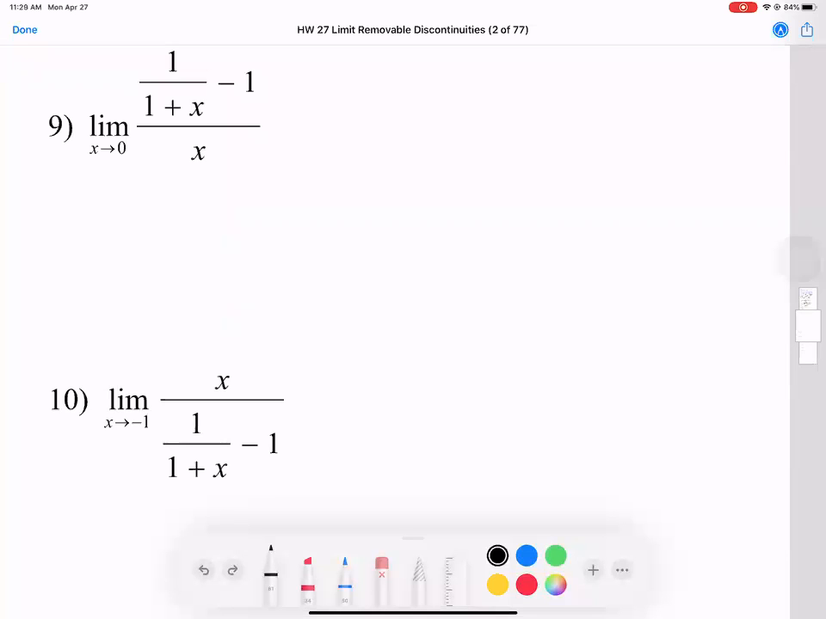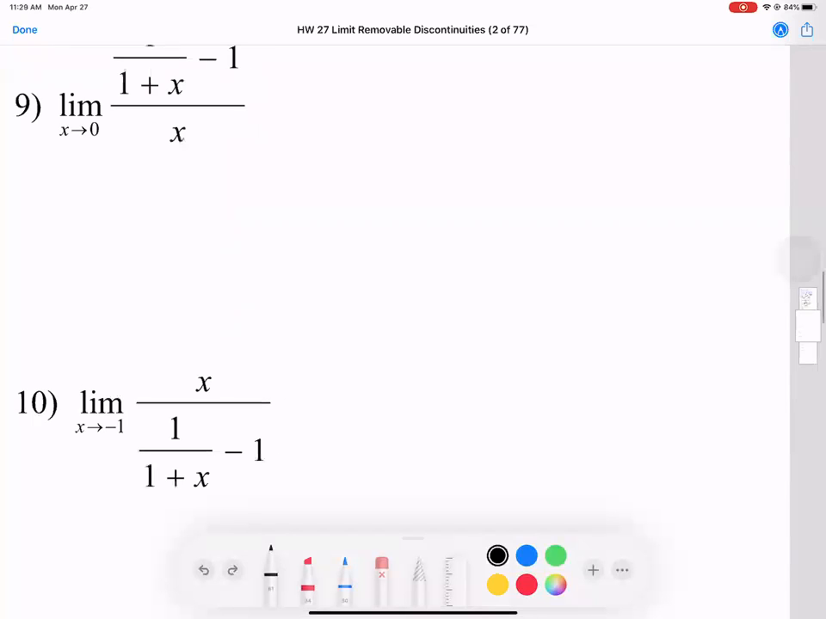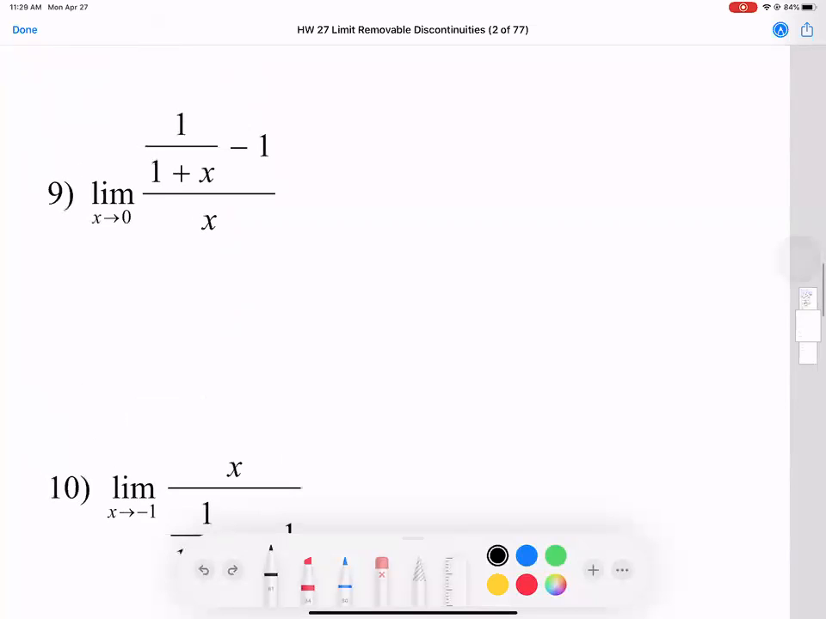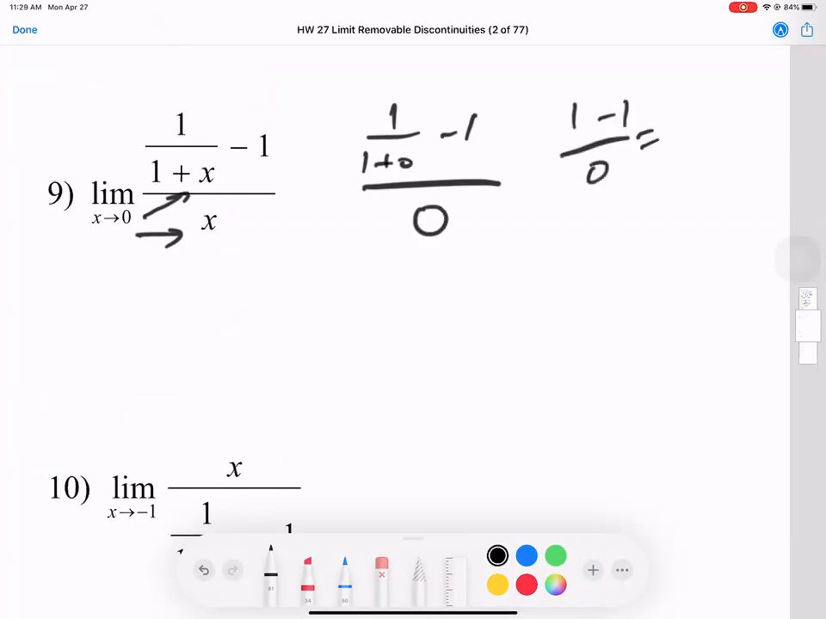So now we're looking at problems. Once again, this one doesn't look like a polynomial. It's a fraction over a fraction. I oftentimes call this a tower of terror. But we have a method of getting rid of these fractions. So here's what we're going to do. Try plugging in 0 first. If I plug in 0, we end up with 1 over 1 plus 0 minus 1 over 0, which is 1 minus 1 over 0, which is 0 over 0, which we know is indeterminate. We have to find another way.